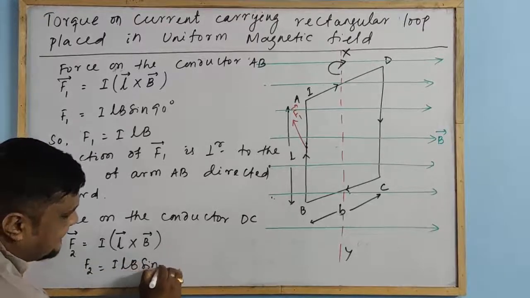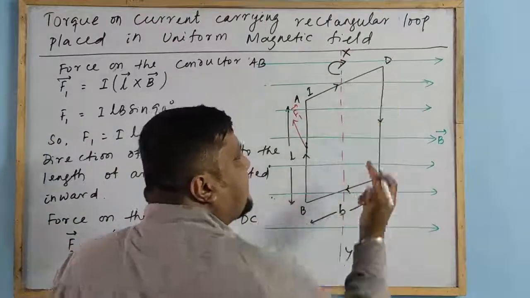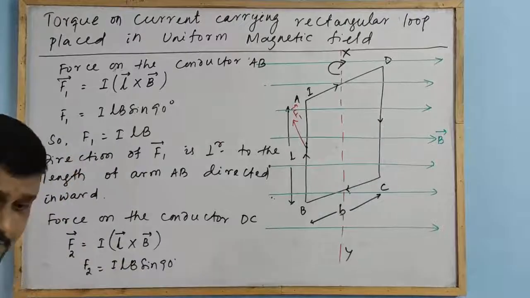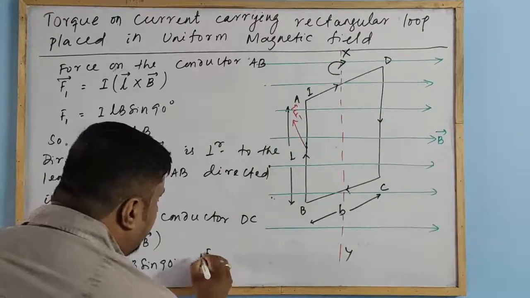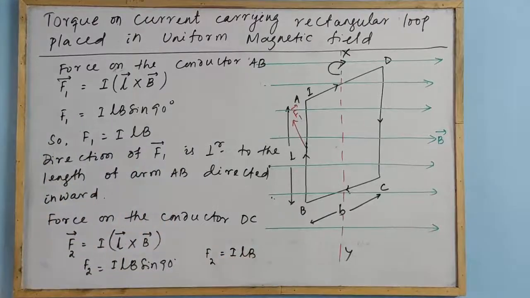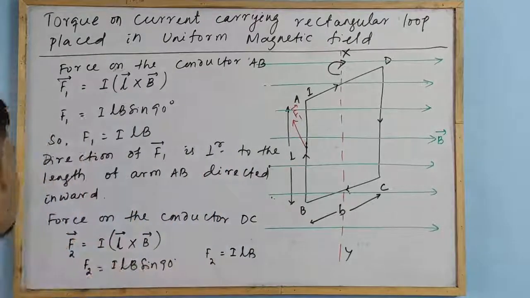Then the magnitude of F2 is equal to I L B. What is the angle again? Sin 90. This is also perpendicular to the magnetic field. So F2 is equal to I L B sin 90, which is I L B. Clear?